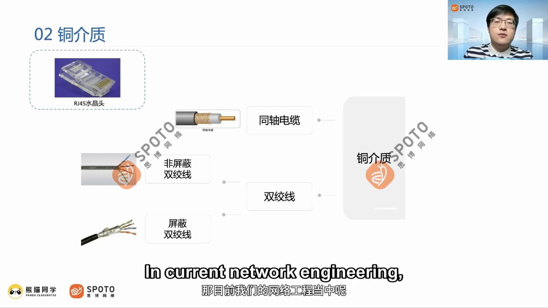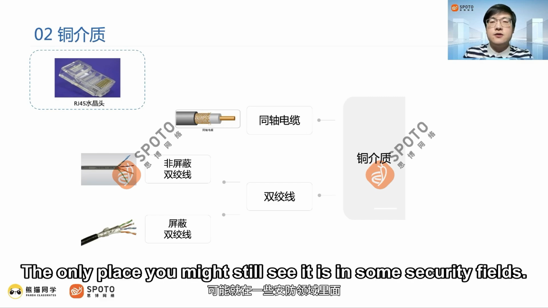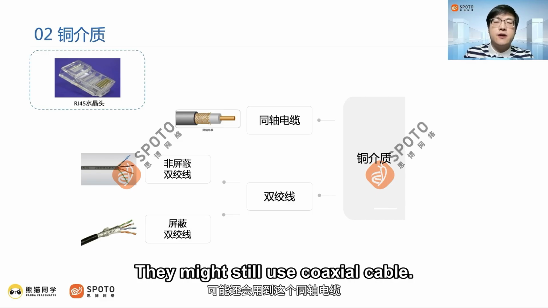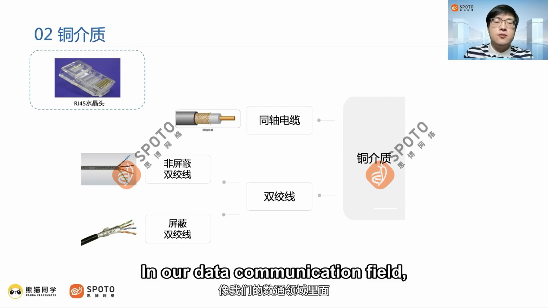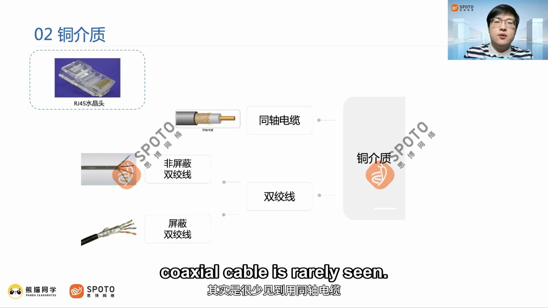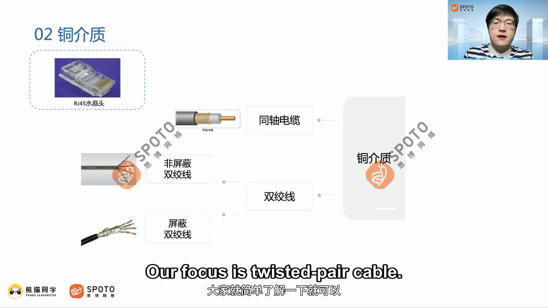In current network engineering, coaxial cable is rarely seen. The only place you might still see it is in some security fields, like in surveillance camera setups. They might still use coaxial cable. In our data communication field, like enterprise networks, coaxial cable is rarely seen. So just get a basic understanding of this. Our focus is twisted pair cable.